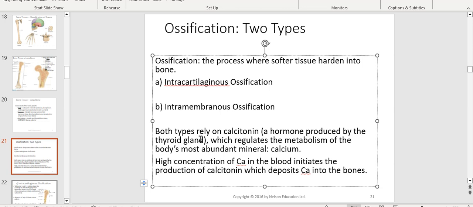We'll get into these. Both types rely on calcitonin, a hormone produced by the thyroid gland, which regulates the metabolism of the body's most abundant mineral, calcium. High concentrations of calcium in the blood initiate the production of calcitonin, which then lowers the blood calcium and puts that calcium onto the bones.